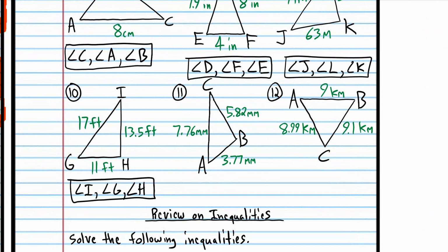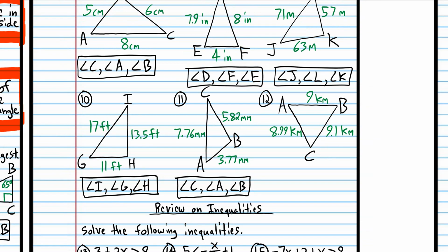All right, we're back. 3.77 is the smallest side, so the angle opposite the smallest side must be the smallest angle. And 5.82 millimeters is the next biggest side, so the angle opposite that must be the next biggest angle. And of course, angle B opposite the biggest side, 7.76 millimeters, that angle must be the biggest angle. Go ahead and try number 12, and when you come back, we'll do it together.